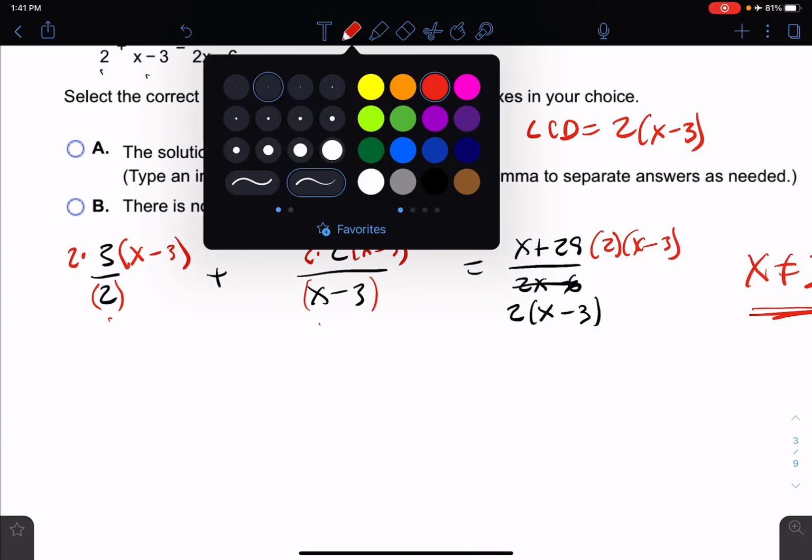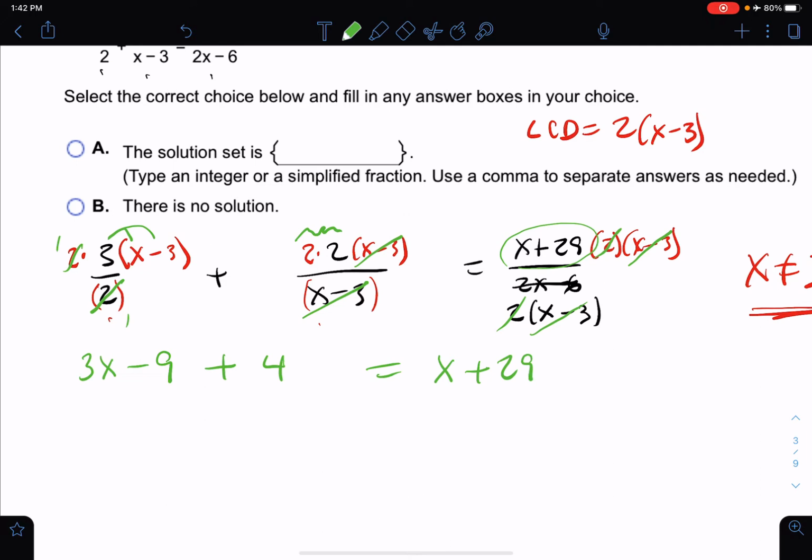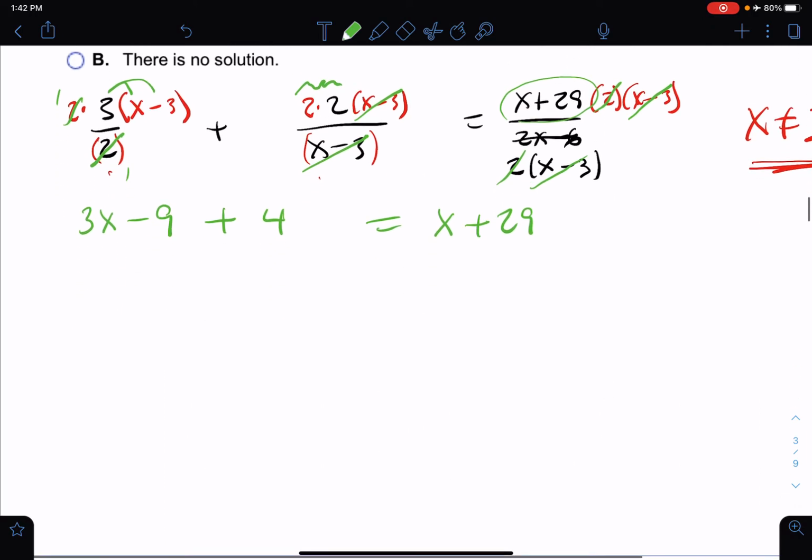So let's go ahead and do some reducing here. You can see a common 2 reduces, leaving us with, let's go ahead and distribute, 3x minus 9. And you can see x minus 3 and x minus 3 reduced, leaving us with this beautiful 4. And then a whole bunch of reducing happens, leaving us with just this numerator of x plus 29. So this one looked maybe like it was going to be a tougher problem, but I think it's cleaning up nicely in some ways.